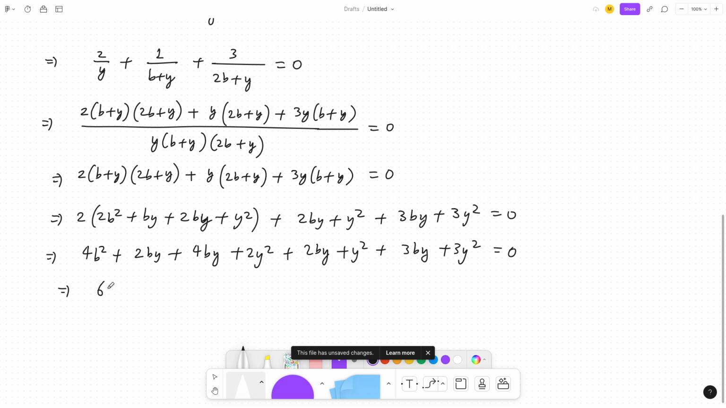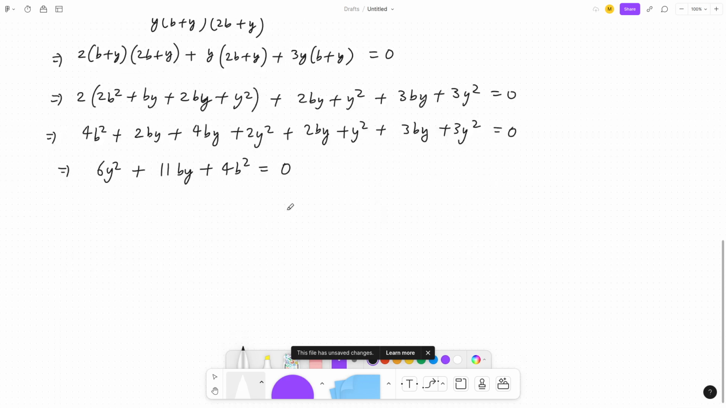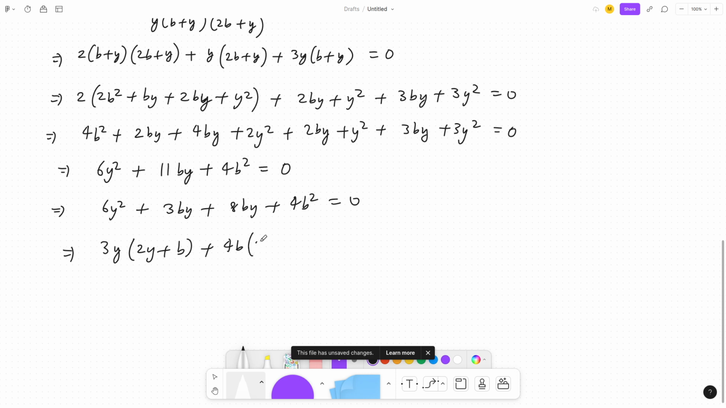So this can be written as 6 times y square plus next 2 plus 4, 6, okay, 6 plus 2, 8, 8 and 3 is 11. So here 11b times y plus 4b square. Now we can happily factorize this, okay? So on factorization, we can write this one as 6y square plus, split the middle term, 3 times by plus 8 times by plus 4b square is equal to 0. Now here 3y is common, so this can be written as 2y plus b, and here 4b is common, so this can be written as 2y plus b.